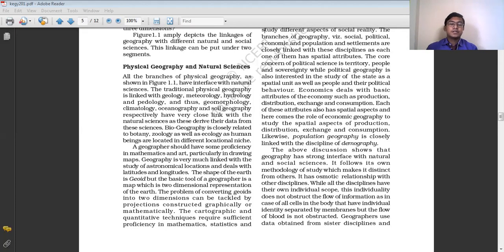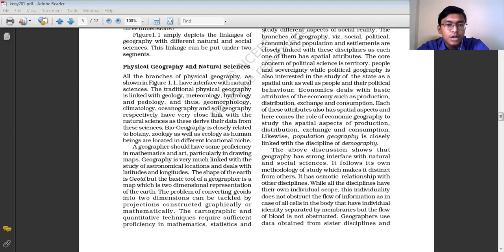Students, we are going to discuss physical geography and natural science, from chapter number 1, geography as a discipline. Here we are basically going to discuss how physical geography is interlinked with natural science subjects, that is, how the physical component of geography is related with the natural sciences, and how the natural science subjects can be explained in the light of physical geography.